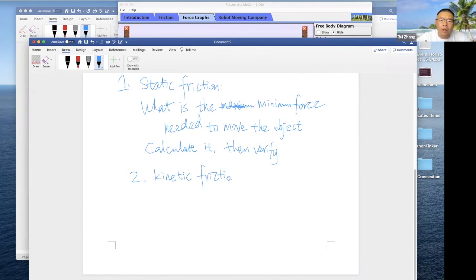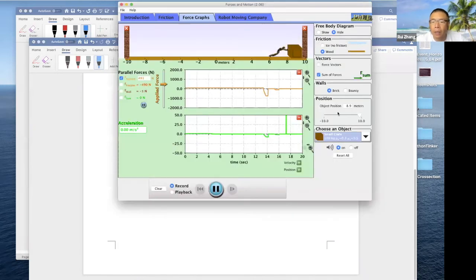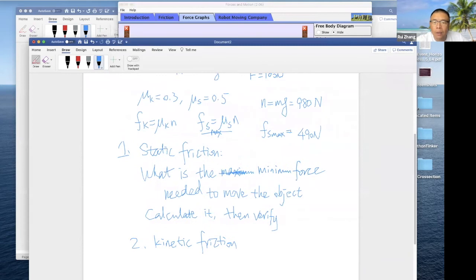And as you notice here, in our case, the coefficient of kinetic friction is smaller than the coefficient of static friction. That means if you apply a force a little bigger than this and calculate the kinetic friction, it's going to be 0.3 times 980 Newton. So it's going to be smaller than 490, okay? So it's like 3 times 98, so 274 Newton. But if you use this force to move the object, you have some acceleration here, okay?